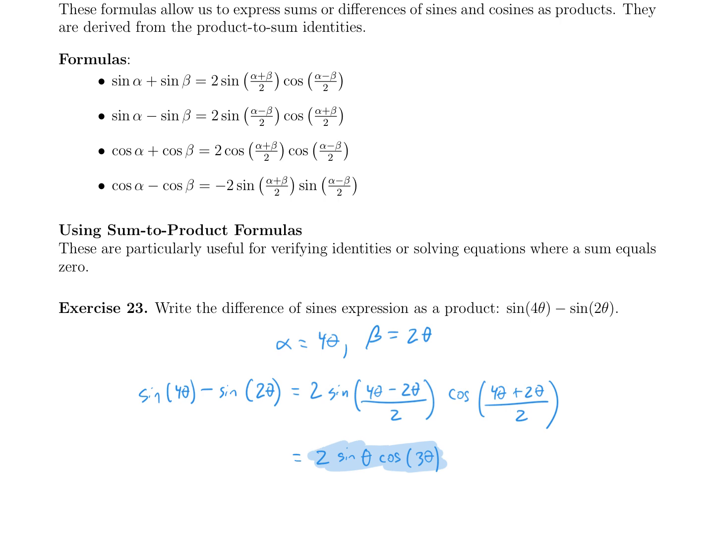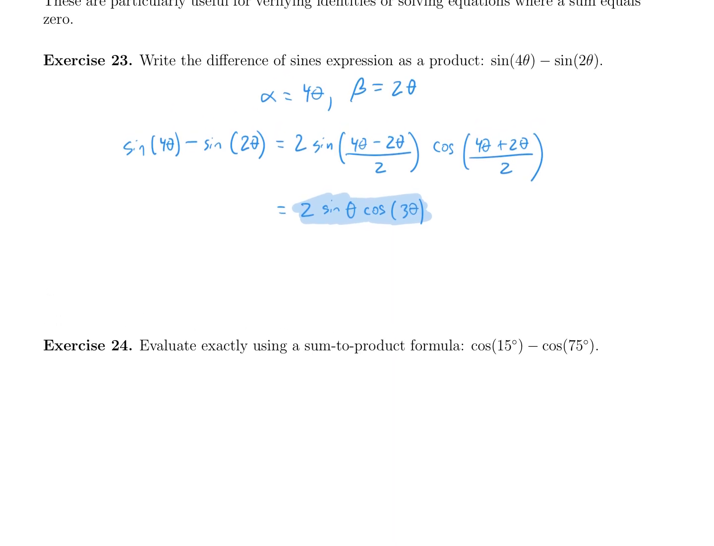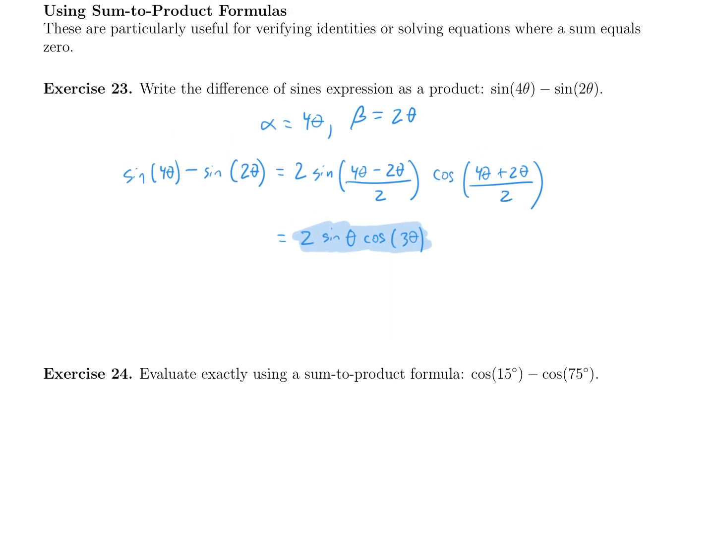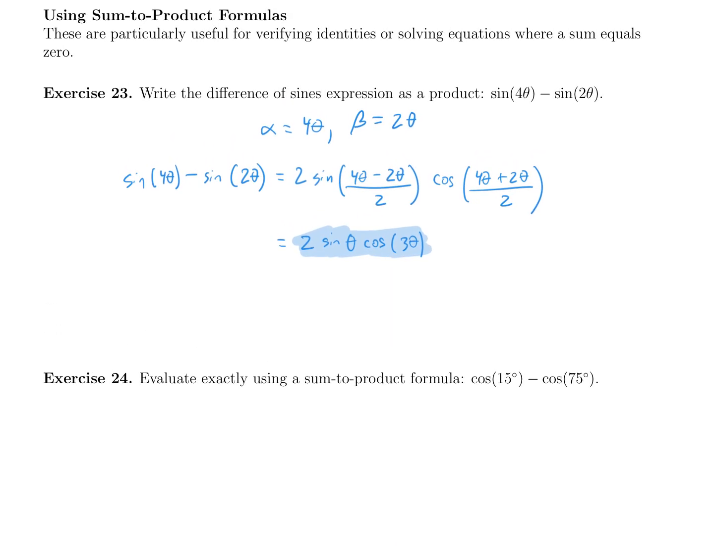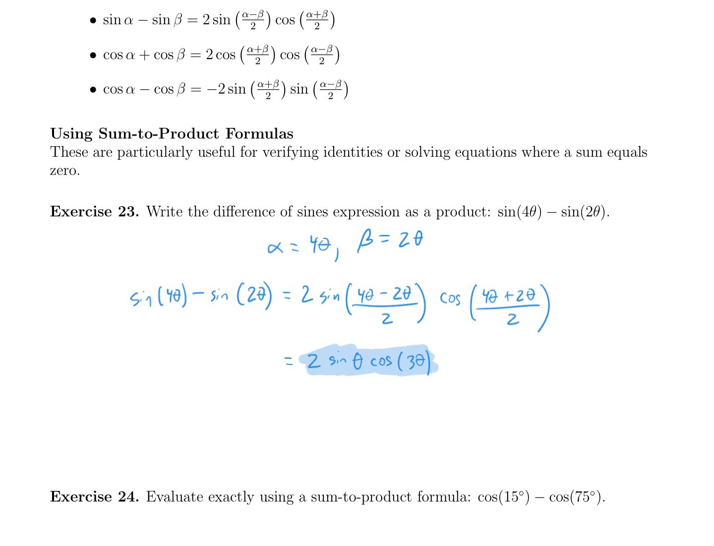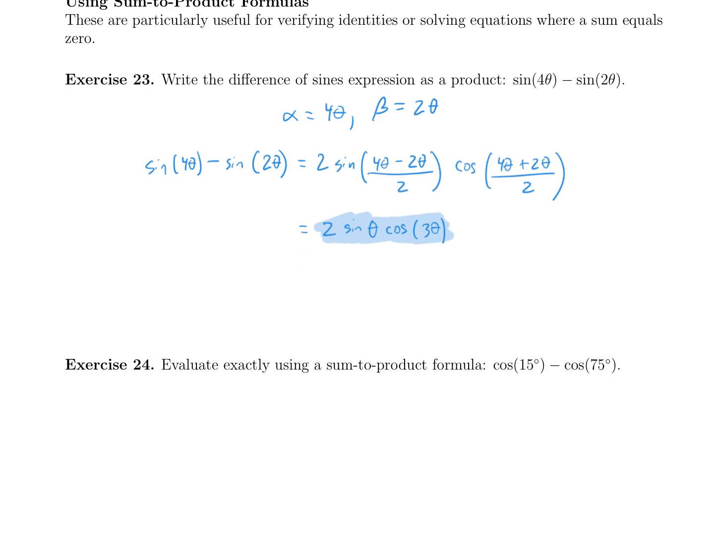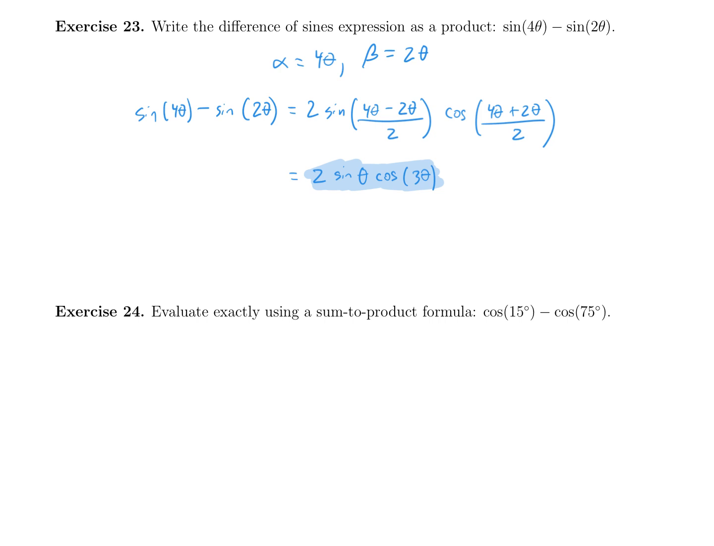Okay, moving down. We have another problem here. It's the same thing, except now they're giving you the angles in degrees. So cosine minus cosine will be the last formula, this one here. Okay, so let's apply it. Remember that alpha is the first one, 15 degrees. Beta is the second one, 75 degrees.